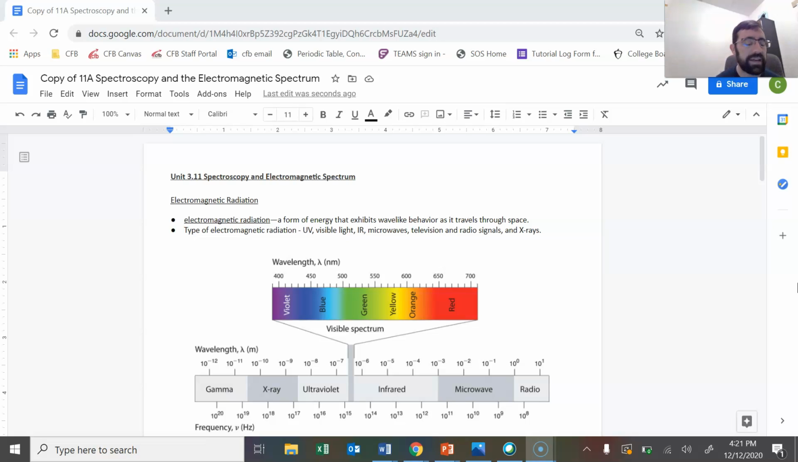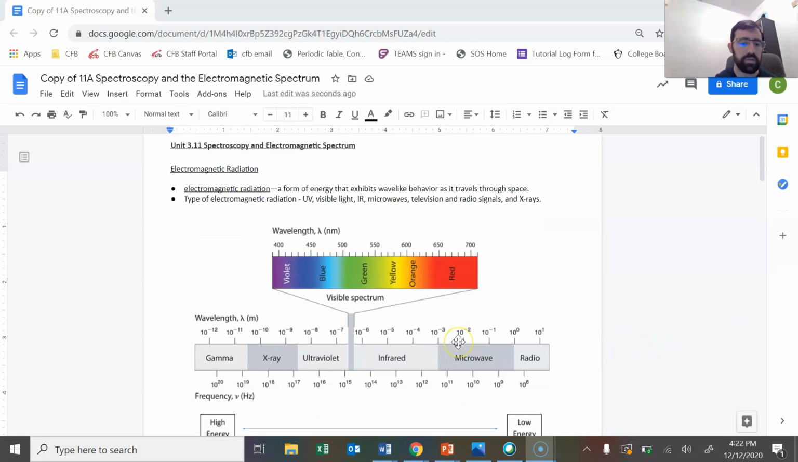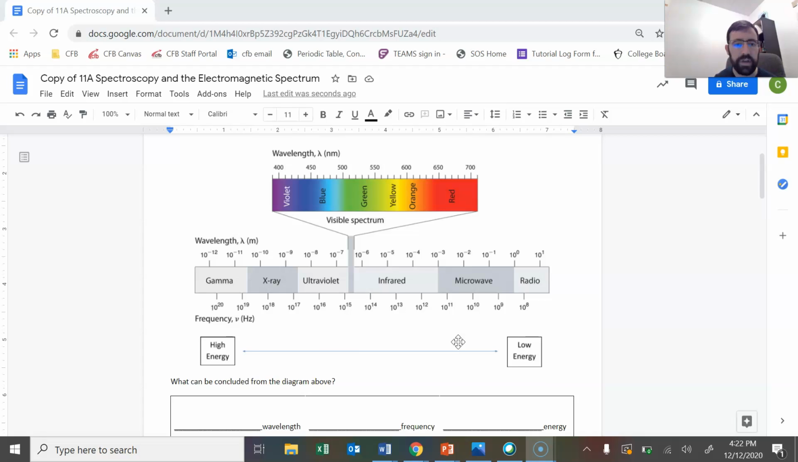We've got electromagnetic radiation. We're going to review what that is. First of all, it is a form of energy that exhibits wave-like behavior as it travels through space. Different types of electromagnetic radiation are ultraviolet light, the most common one, visible light, infrared radiation, microwaves, television and radio signals, X-rays, also gamma radiation, and there are other forms of radiation, but these are the ones that we talk about the most often.